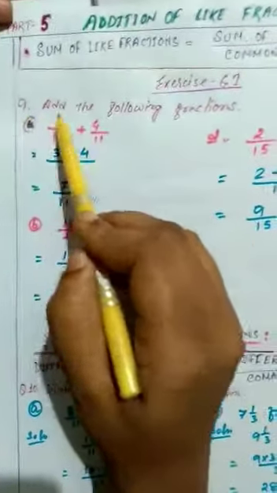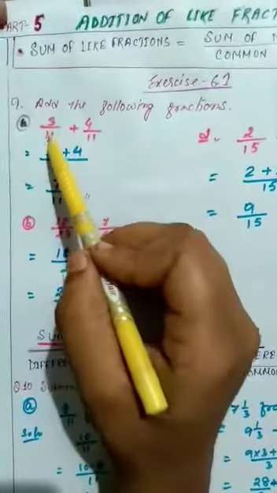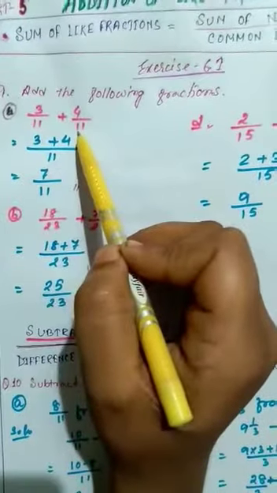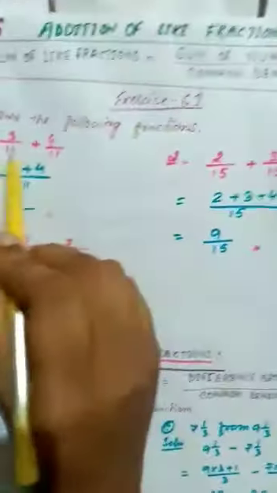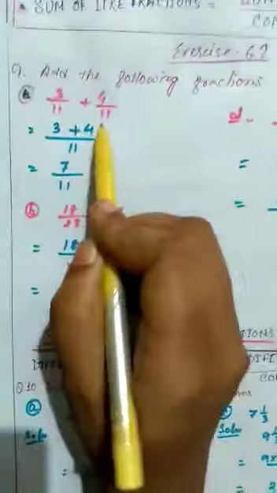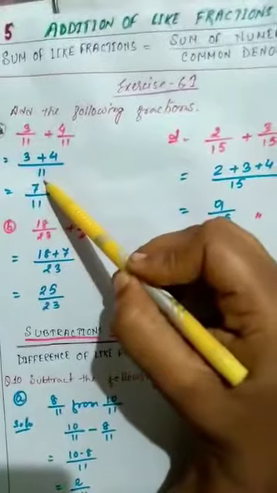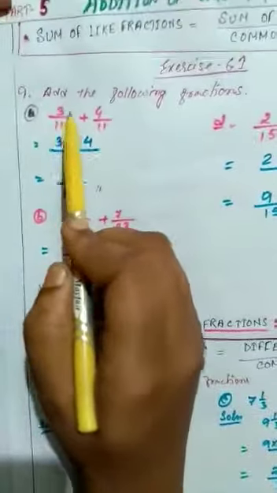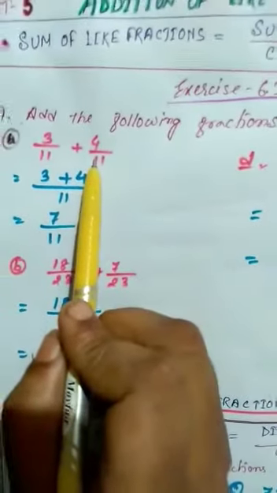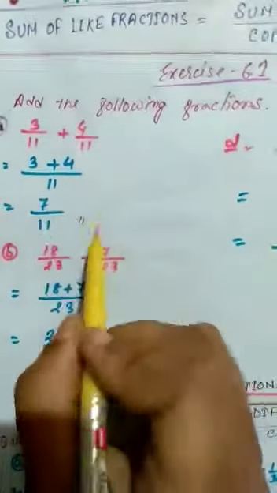So question number 9, add the following fractions from this exercise 6.1. A is 3 divided by 11 plus 4 divided by 11. Okay, so how will we do it, students? Just like this one we have to follow. As you can see, both the denominators are same, 11. So we'll take the common denominator as it's given. That common denominator we'll take here. So common denominator is 11. Now the sum of the numerators. So what are the numerators here, students? 3 and 4. So 3 plus 4 is 7. So 7 by 11. It's very simple.